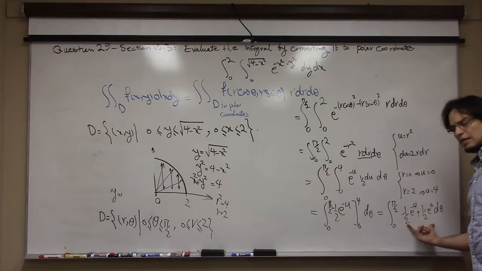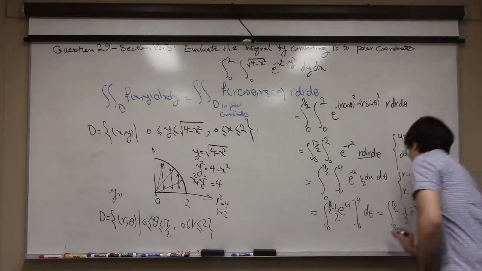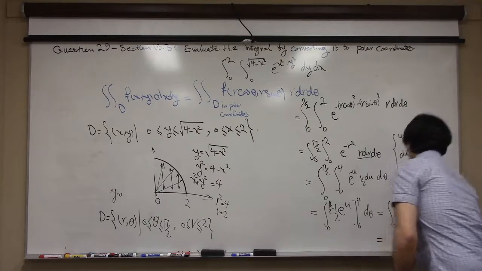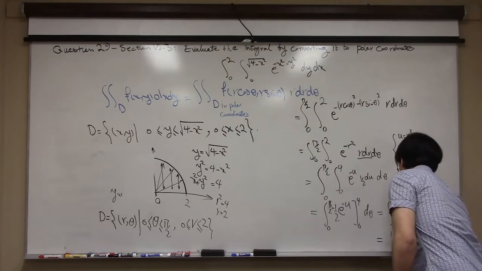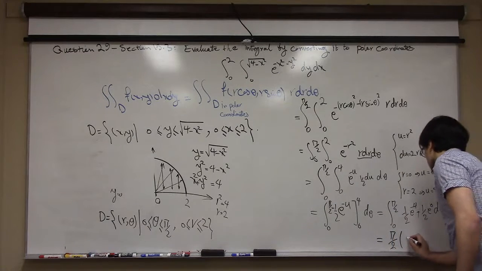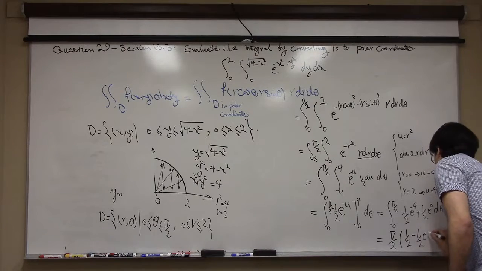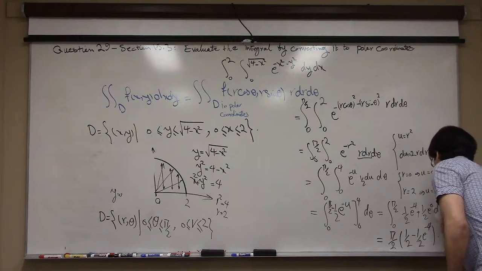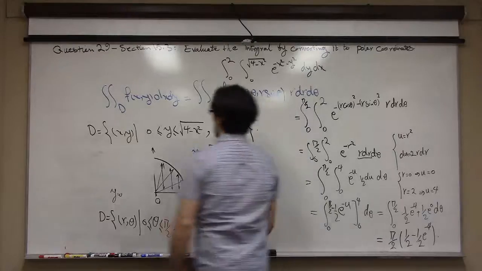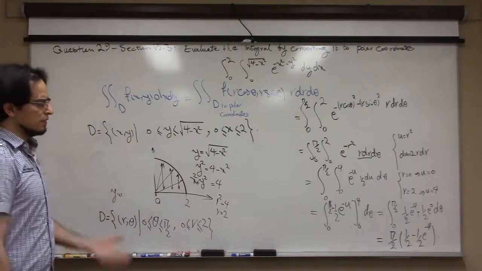So this number here now is constant. It is independent of theta. And I can integrate that part, and for the integration I'll get pi over 2, and the rest is going to be half minus half e to the negative 4. So basically, it is done. You can simplify that, but it is done.